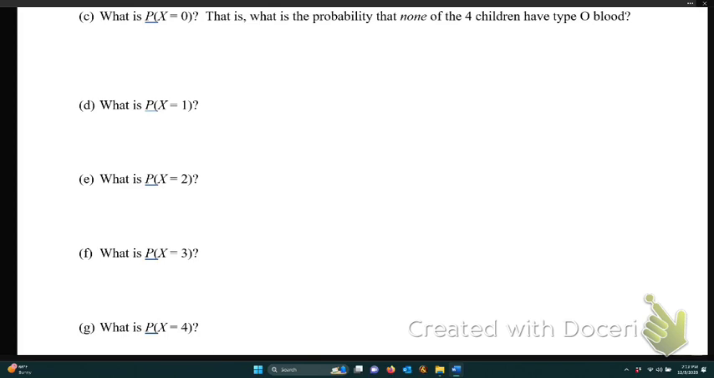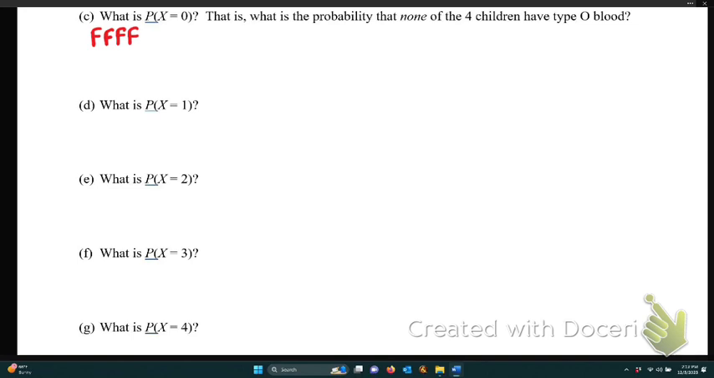I got this. What is the probability that x equals 0? First of all, what does that mean? There were 0 successes in these 4 children. What does that mean about their blood types? All of them had a different blood type than type O. Here's what that actually means, you guys. That means the first kid was born and was a failure. The second kid was born and was a failure. Then we had another failure and another failure. We got 4 failures on our hands.